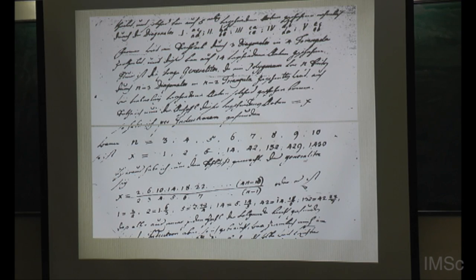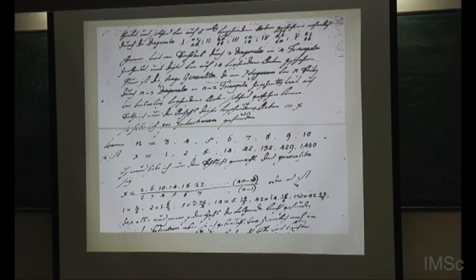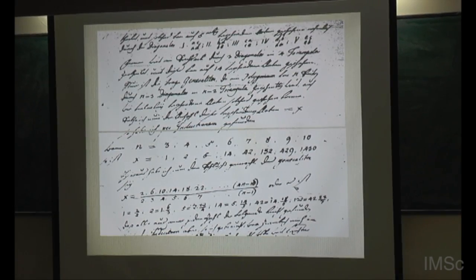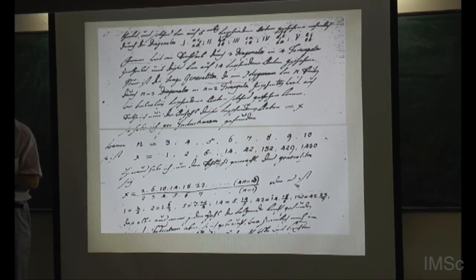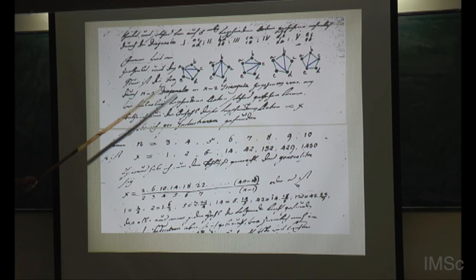So here is a letter of Euler. He has a good friend, Goldbach, in Moscow. Euler was in Berlin, and Goldbach was in Moscow, and they sent letters. They were exchanging on number theory. But amazingly, at the end of this letter on number theory, suddenly Euler was interested in counting.